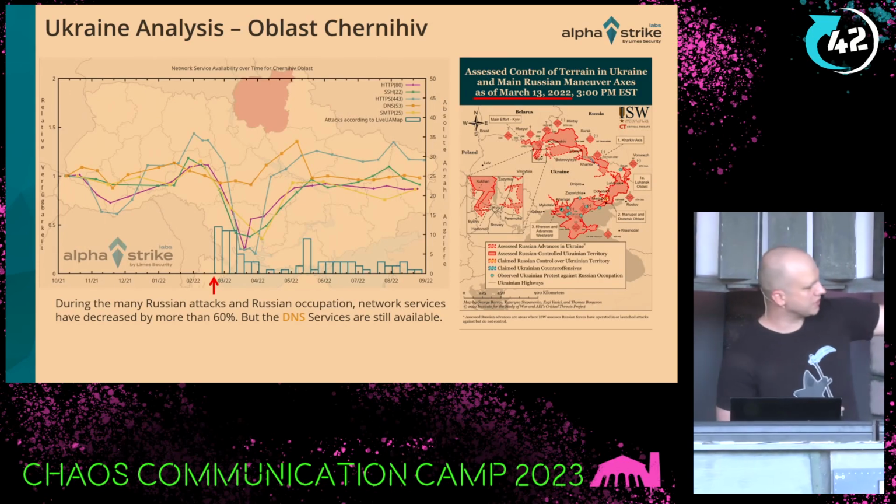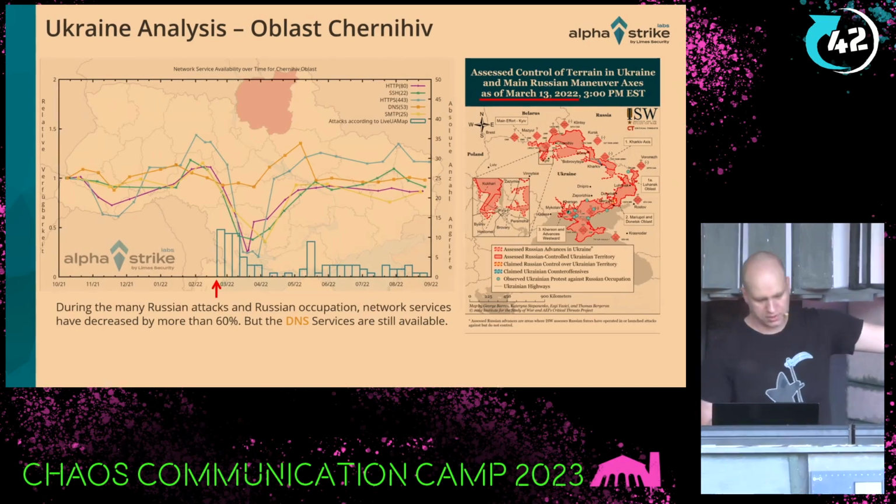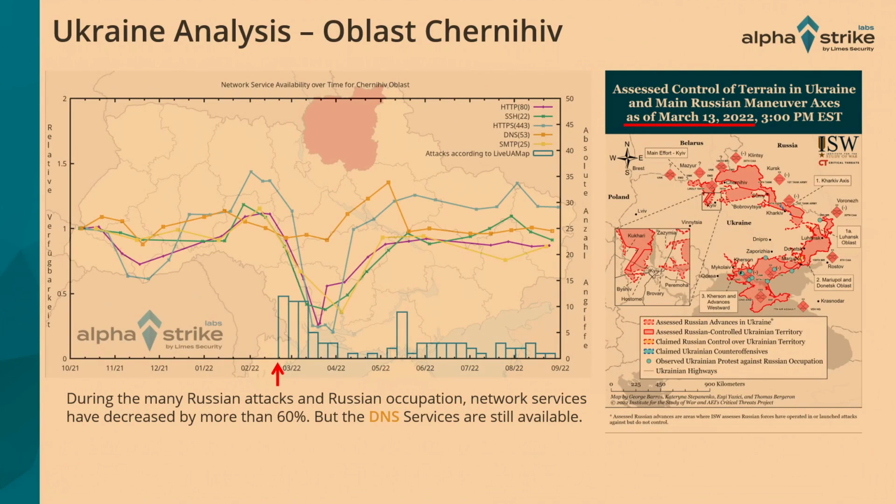I hope you can see it somehow. On the left, we start at 100% for different protocols: HTTPS, SSH, HTTP hosts, DNS hosts, SMTP hosts. And we can see in the middle of the chart, approximately the end of February, beginning of March '22, where the red arrow is somewhat visible, there's a huge drop in service availability. This is, for instance, a special area of Ukraine, in the northeast Ukraine, also northeast from Kiev.